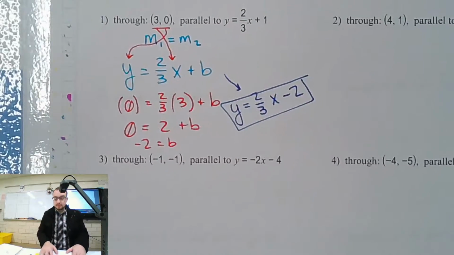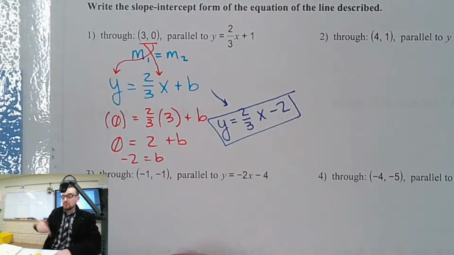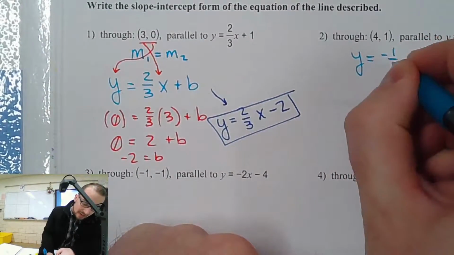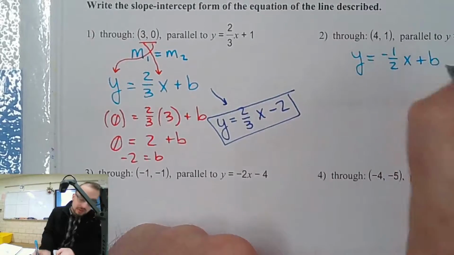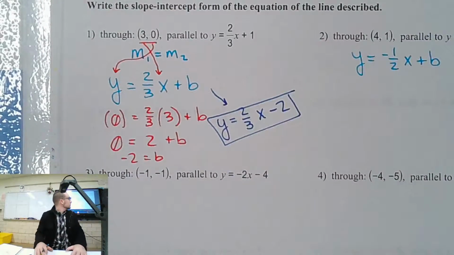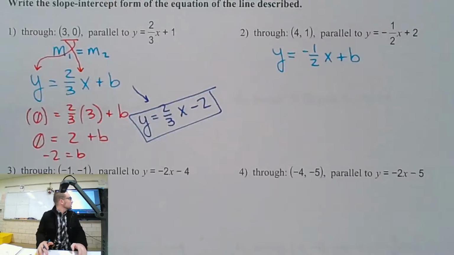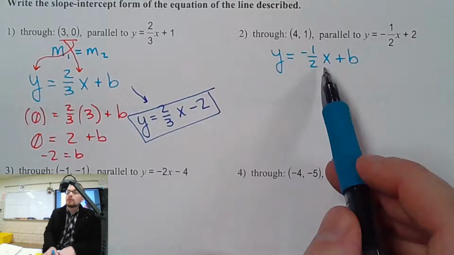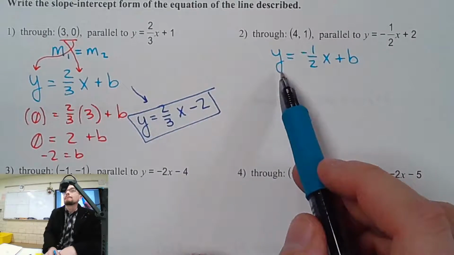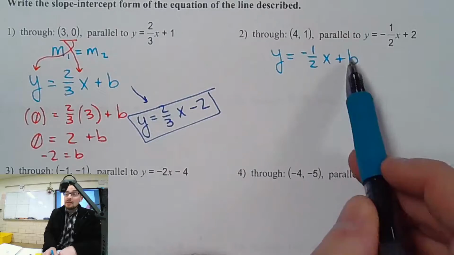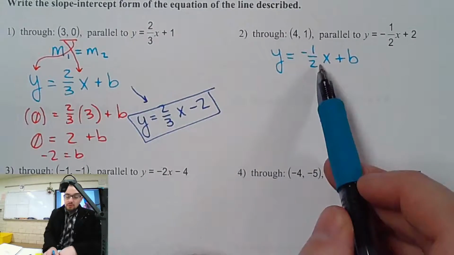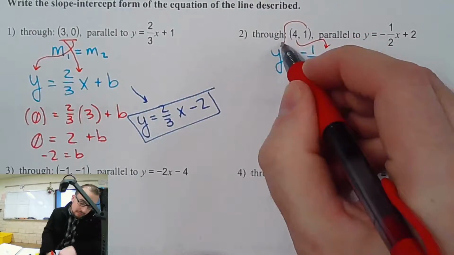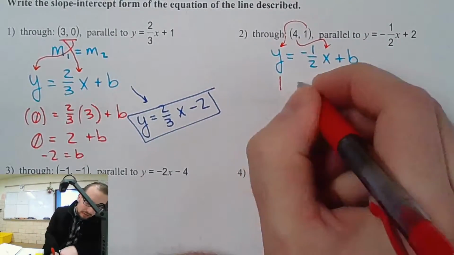Let's do number 2. We need it to be parallel, which means the slopes have to be equal, right? That means our equation is going to be y equals negative 1/2 x, but we don't know what the y-intercept is, right? But we do know that it has to go through 4, 1, which means when we plug in 4 for x, we should get 1 for y, right? So what does b have to be so that when we plug in 4 for x, we get 1 for y? Well, we can solve that algebraically.